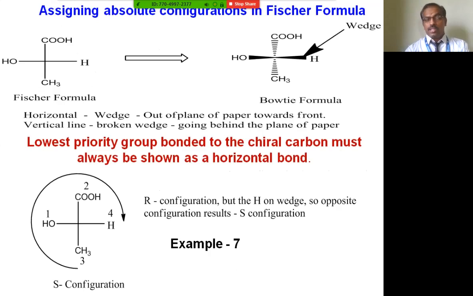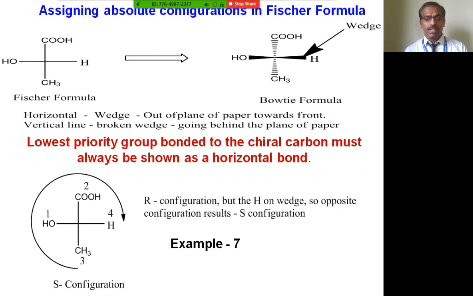Now I'm going to educate you on how to convert a simple Fischer formula into a wedge formula. There is also one type that gives a very easy way of representing R and S configuration. We have already told you: horizontal means wedge, vertical means broken wedge. Wedge means out of the plane of the paper towards the front. The broken wedge means going behind the plane of the paper.